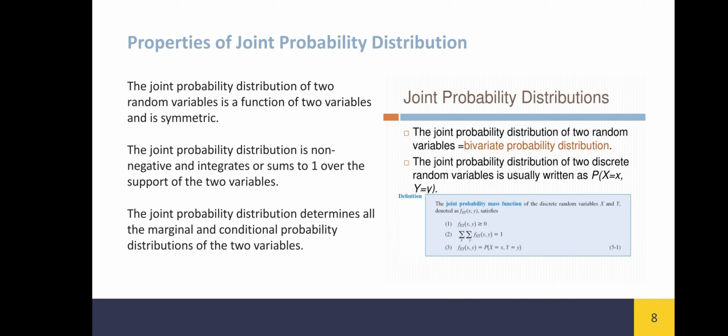Properties of joint probability distribution. The joint probability distribution of two random variables is a function of two variables and is symmetric. The joint probability distribution is non-negative and integrates to 1 over the support of two variables. The joint probability distribution determines all the marginal and conditional probability distributions of two variables.